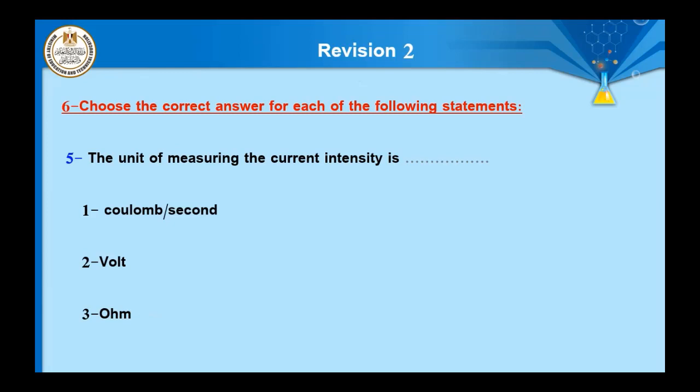Question number 5. The unit of measuring current intensity is coulomb per second, volt, ohm. Which of them is correct? We know that electric current intensity equals the quantity of charge in unit time, defined as the quantity of charge passing through a cross section of a conductor per unit time. So electric current intensity equals Q over T, and it has two measuring units: ampere, which is equivalent to coulomb per second, as charge is measured by coulomb, divided by time, measured by second.